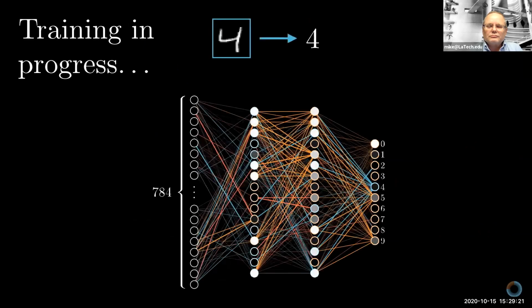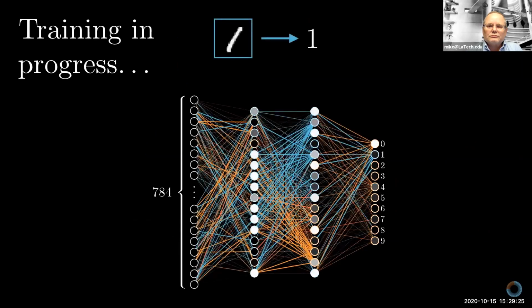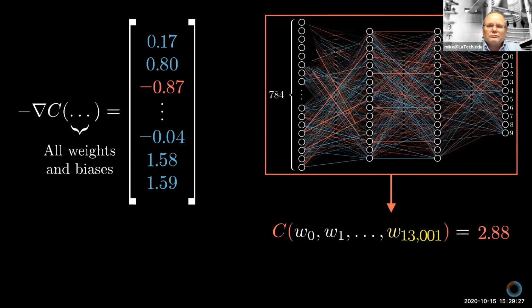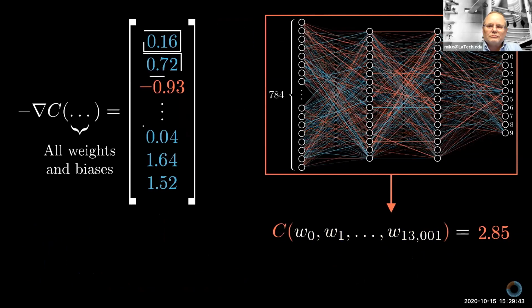Backpropagation, the topic of this video, is an algorithm for computing that crazy complicated gradient. And the one idea from the last video that I really want you to hold firmly in your mind right now is this: because thinking of the gradient vector as a direction in 13,000 dimensions is, to put it lightly, beyond the scope of our imagination, there's another way you can think about it. The magnitude of each component here is telling you how sensitive the cost function is to each weight and bias.